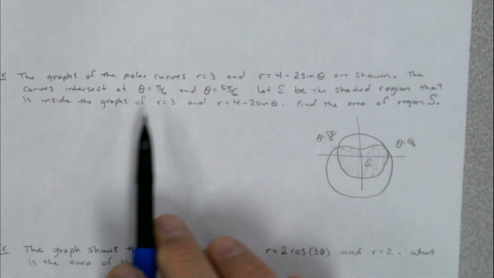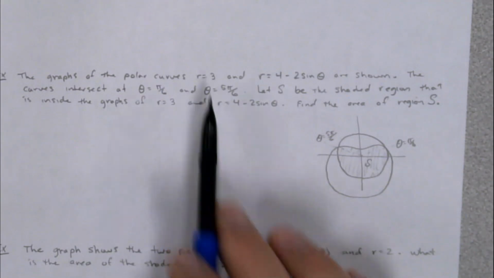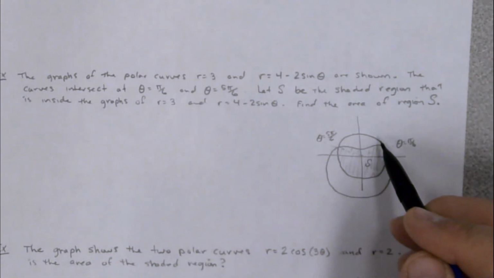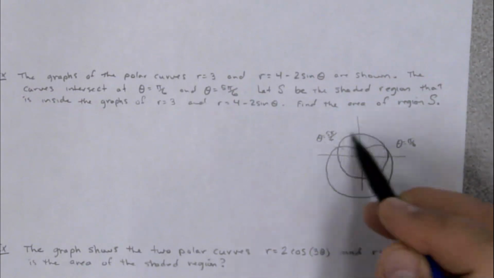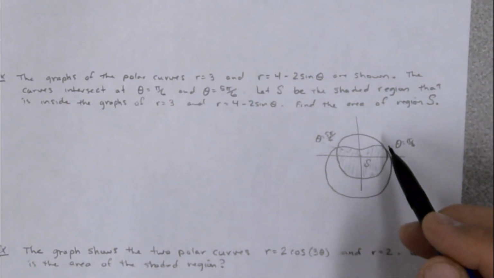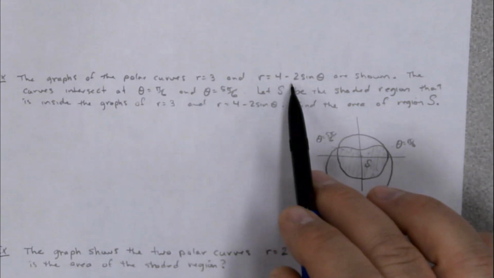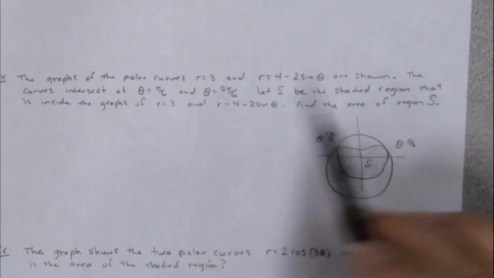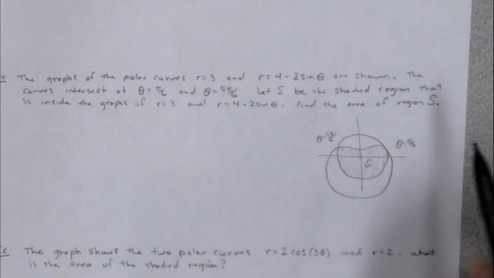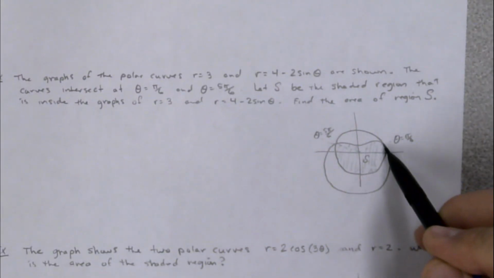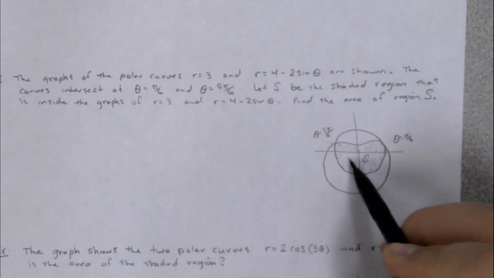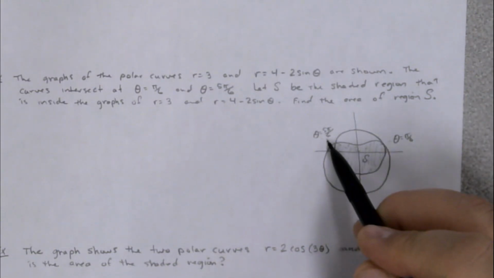The graph of the polar curves r equals 3, so that's the circle of radius 3, and r equals 4 minus 2 sine of theta are shown. The curves intersect at pi over 6. So at this point they intersect, and over here they intersect. That's the angle pi over 6. That is the angle 5 pi over 6.